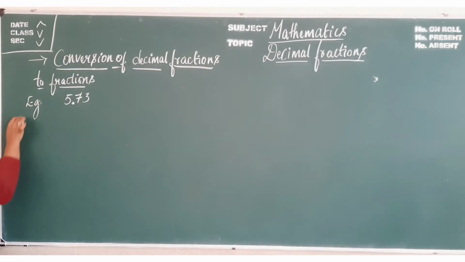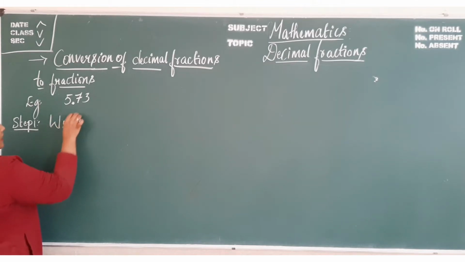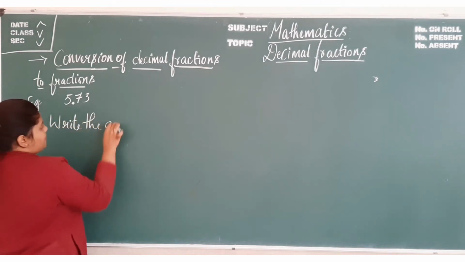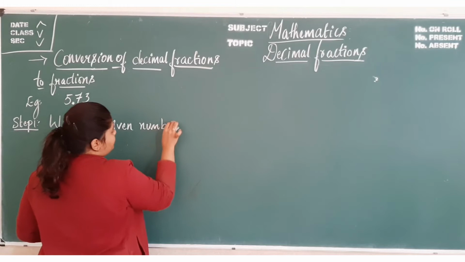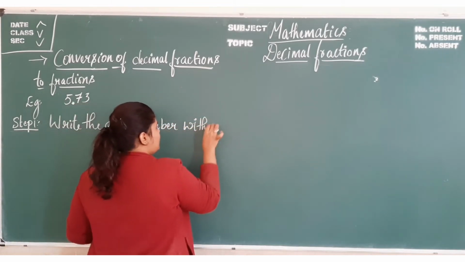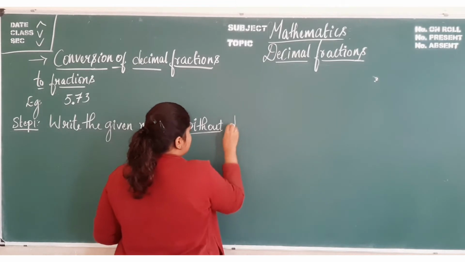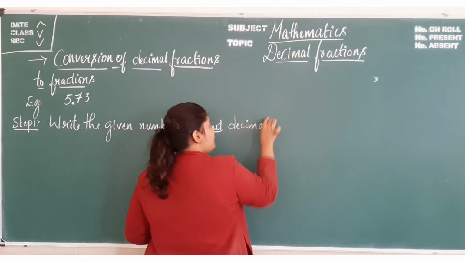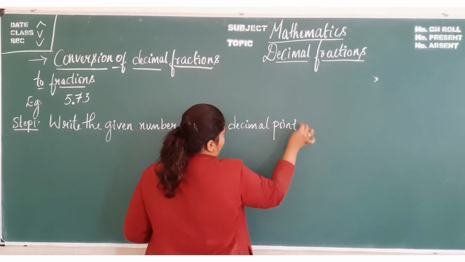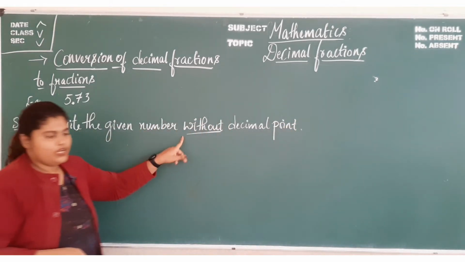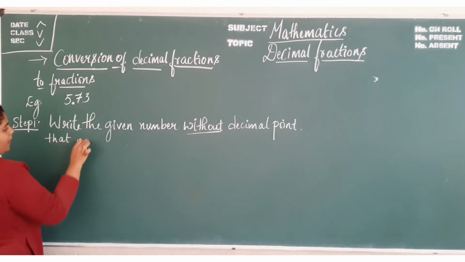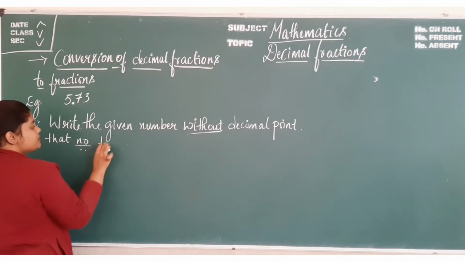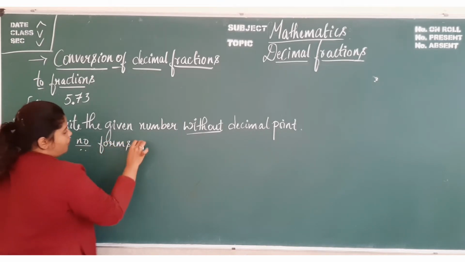Step 1: Write the given number without decimal point. That number forms the numerator.